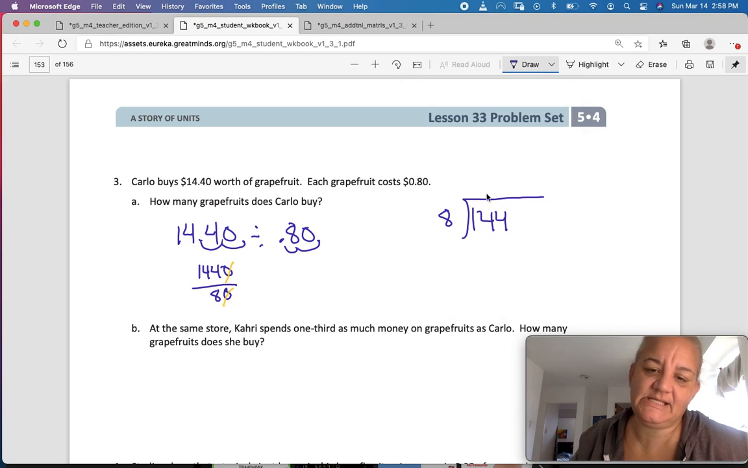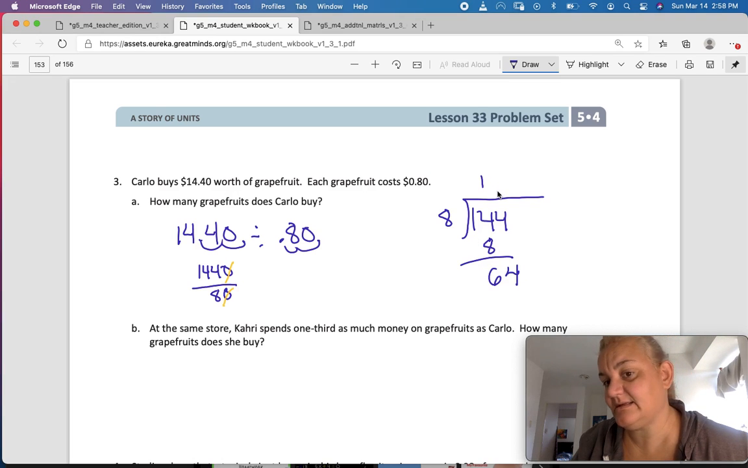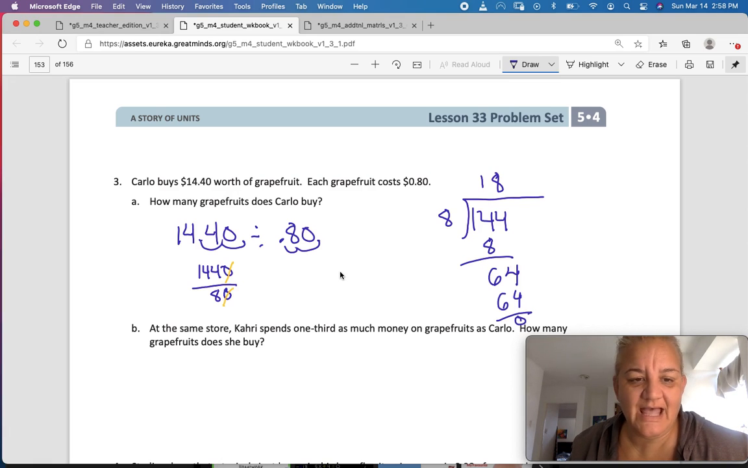8 into 14 is 1 with 6 left over. And 8 into 64 is, how much? 8, right? So 144 divided by 8 is 18. How many grapefruits did he buy? 18.